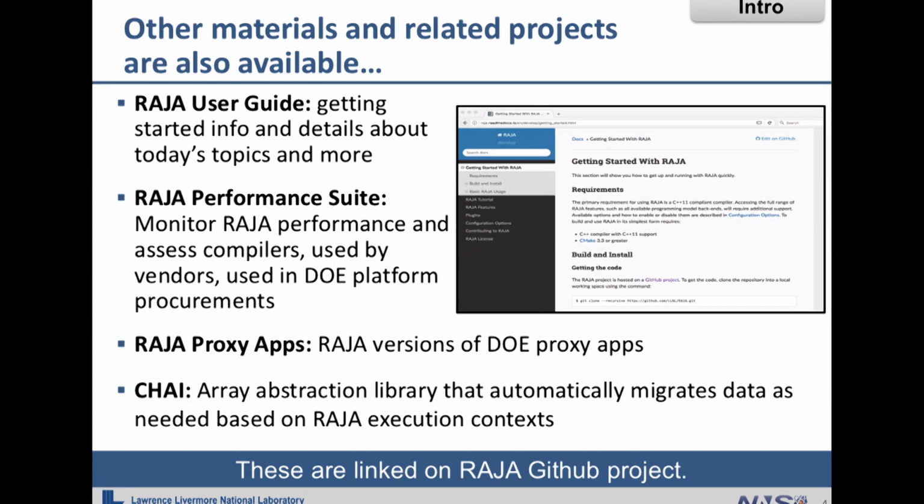And we have these other materials. Like I said, this is all linked from the GitHub project. We have the user guide, which is the Read the Docs site with the complete documentation. We have a performance suite, which is a set of benchmark kernels that we use to monitor performance for all this stuff. We have Raja versions of a few different proxy applications. And we also have the Chai project, which is a managed array abstraction that moves data around for you based on where you're going to be executing different Raja kernels.